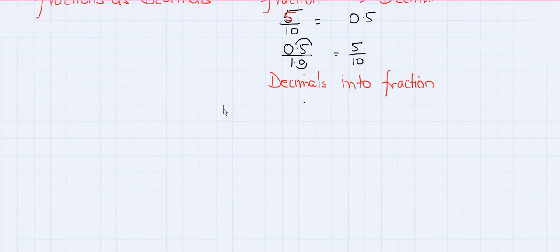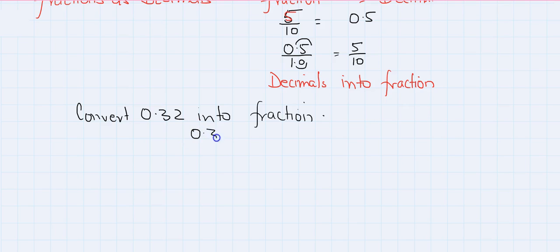Let's take a simple example to convert a decimal into a fraction. Another example, let's say convert 0.32 into a fraction. Most of the time you have to convert it into its simplest form. So let's try this. 0.32 converted into a fraction. This is 1.